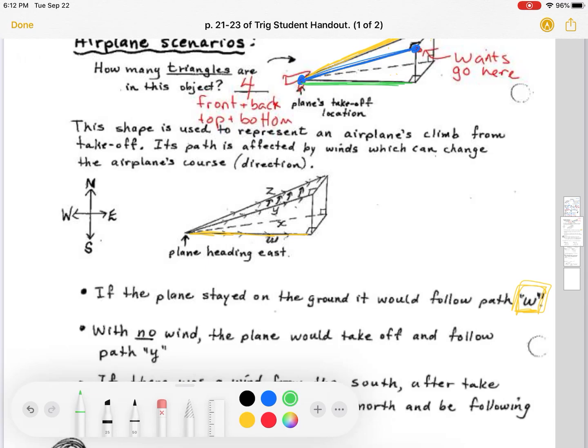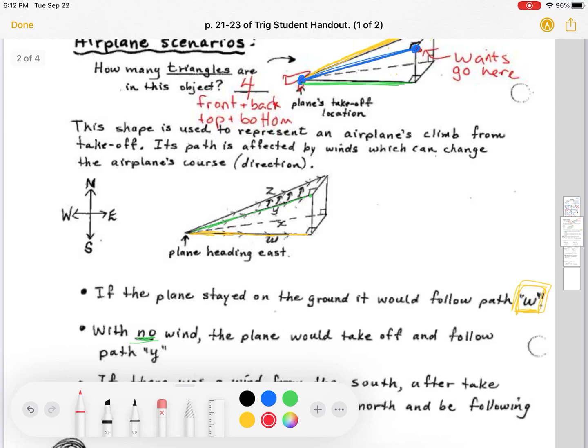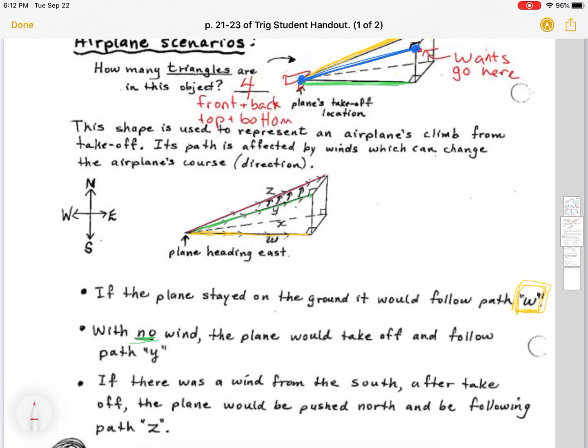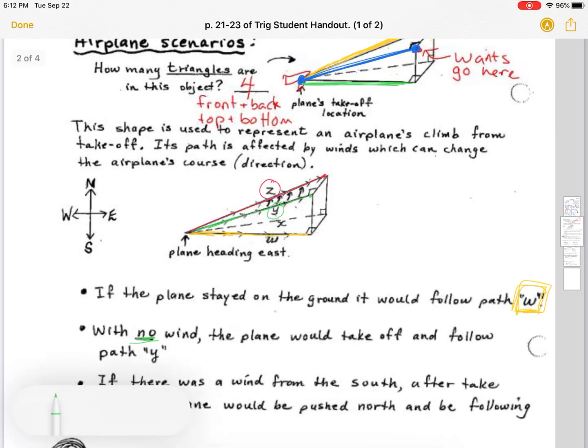So if it would stay on the ground, it would follow the shape of W, right? Hopefully you can see that yellow. With no wind, it would take off and follow the path of Y, okay? But if there's a wind from the south, after takeoff, it's going to push it and it's going to follow that path Z. So you can see we've got Z, we've got Y, and we have W.